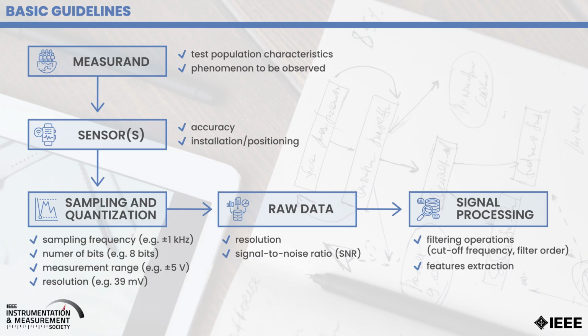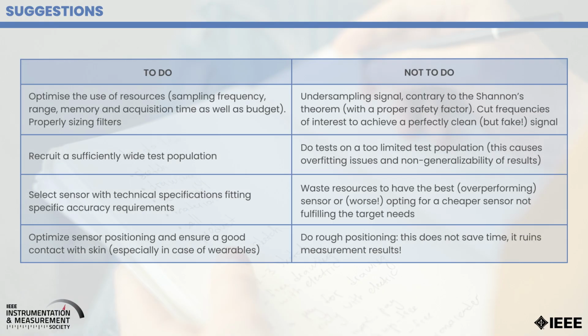You will measure raw data to be analyzed. Filtering operations are fundamental to enhance the signal quality before extracting the features of interest for your application. In a few words, you have to optimize your resources, including equipment, time, and budget. You have to gather a proper test population and to perform measurements with sensors fulfilling your needs in terms of measurement accuracy. The acquisition phase is fundamental and has to be extremely rigorous to guarantee the quality of your data.